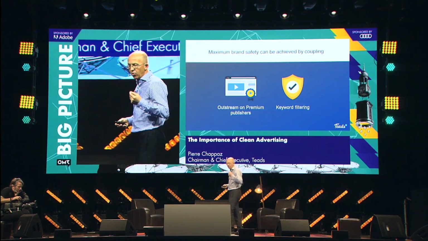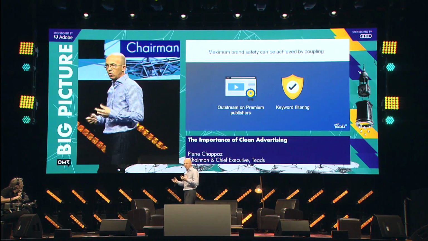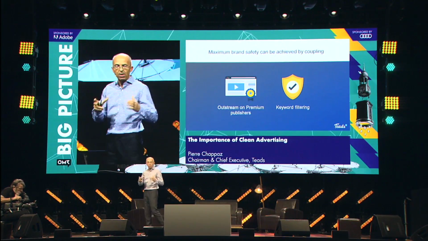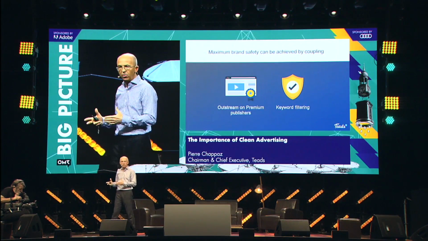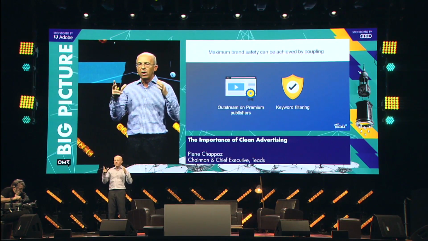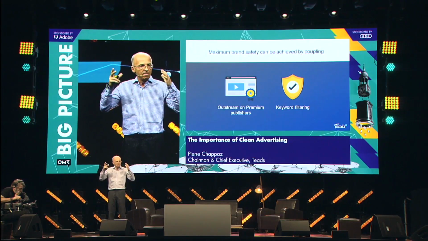You can achieve the best brand safety by combining outstream and premium publishers and keyword filtering, because then you are in an environment where you can analyze the content, analyze the text, eliminate the content that you don't want to appear next to, so that at the end of the day, your ad will never appear on a content like this one.